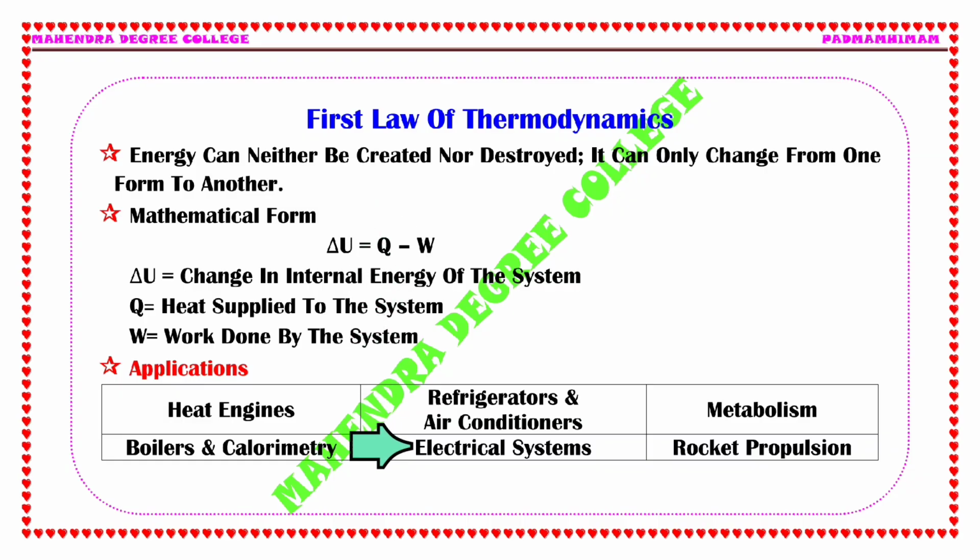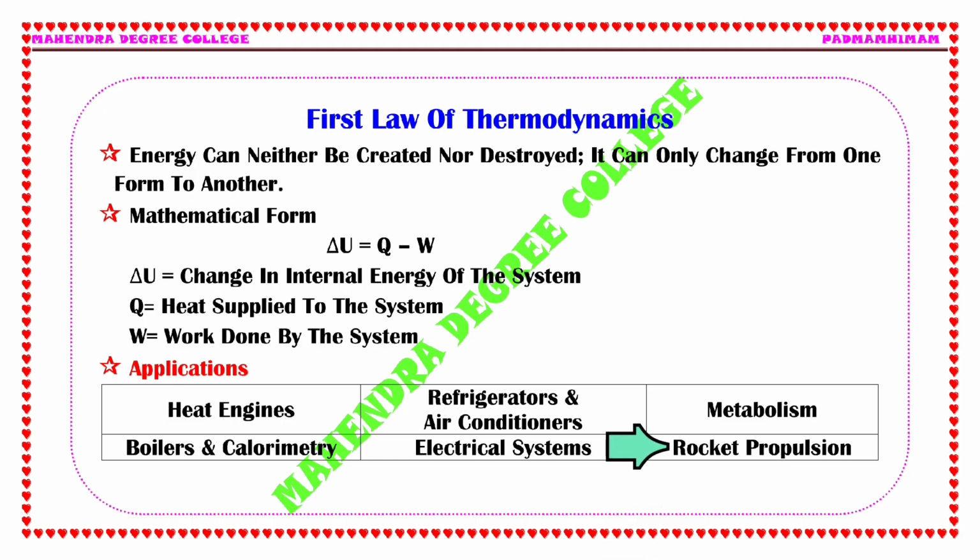Fifth one, electrical systems. In an electric heater, electrical energy is completely converted into heat energy. In motors, electrical energy is converted into mechanical work, means W. In bulbs, electrical energy converts into light plus heat. Examples: heater, fan, electrical bulb.